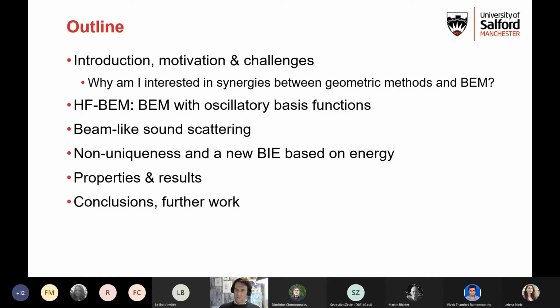We'll see that these give rise to beam-like sound scattering. And then I'll go on to talk a bit about non-uniqueness and a new boundary integral equation based on energy. You'll see a few properties and results along the way, and then I'll just draw some conclusions and that'll lead to some further work. Before I do that, I just want to say a little bit about Salford very, very quickly.